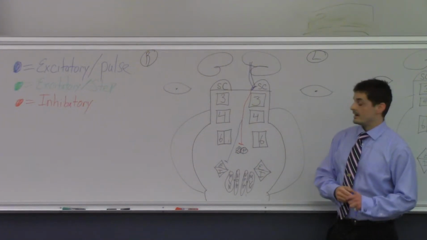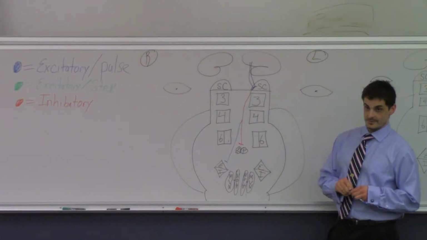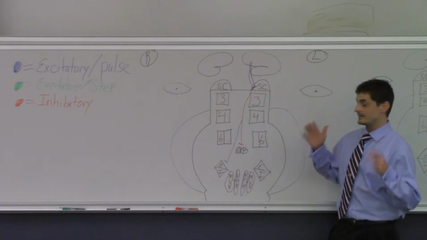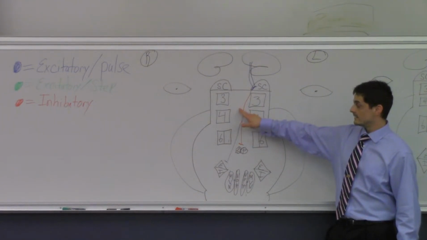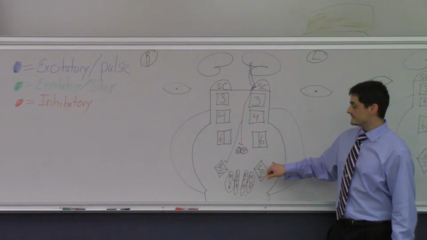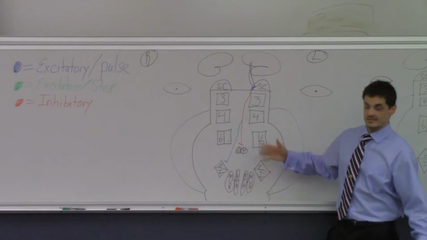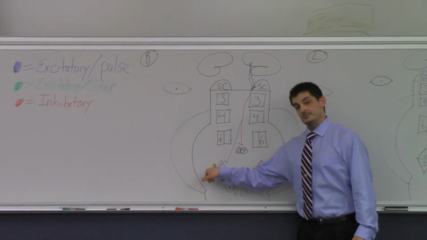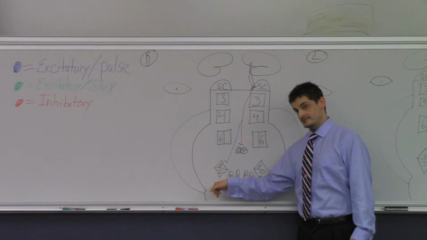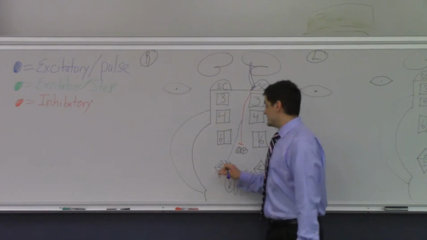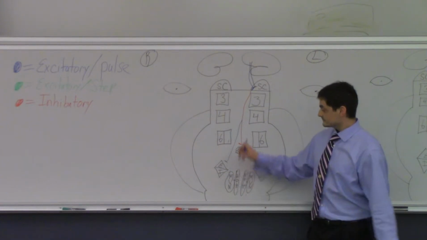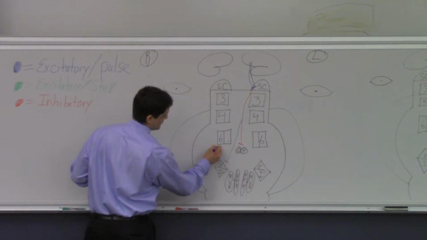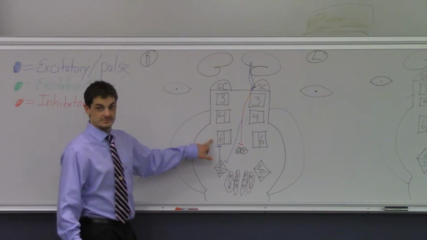PPRF, paramedian pontine reticular formation. Remember that the reticular formation runs up and down the entire brainstem, the medulla to the mesencephalon. Basically, the reticular formation is always named by its location. Here, paramedian pontine reticular formation. You have excitatory burst neurons and inhibitory burst neurons. All right? The excitatory burst neurons are first going to fire to their ipsilateral abducens nucleus.